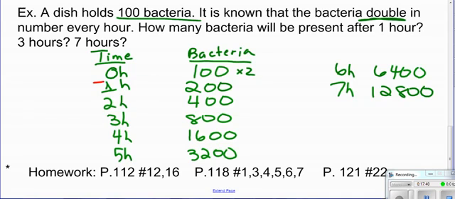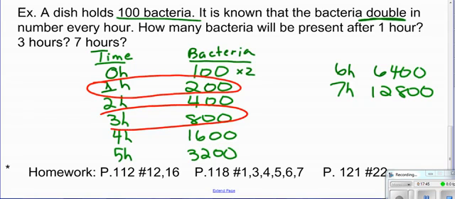So after 1 hour, there will be 200. After 3 hours, there will be 800 bacteria. And after 7 hours, there will be 12,800 bacteria. So you can see how quickly it starts to grow in exponential growth.